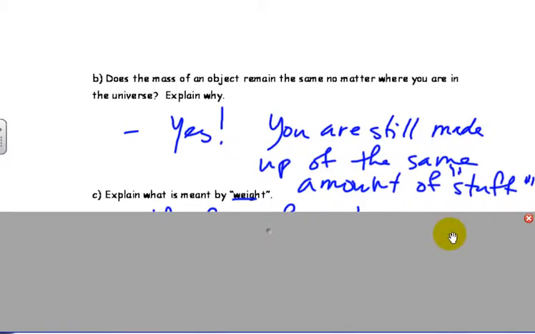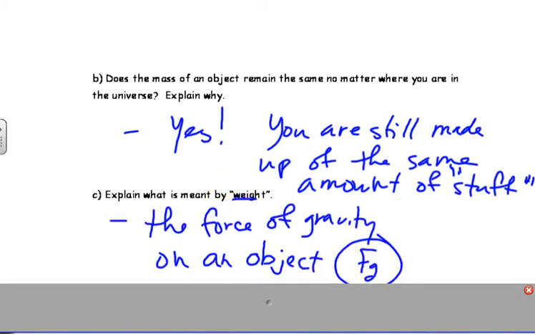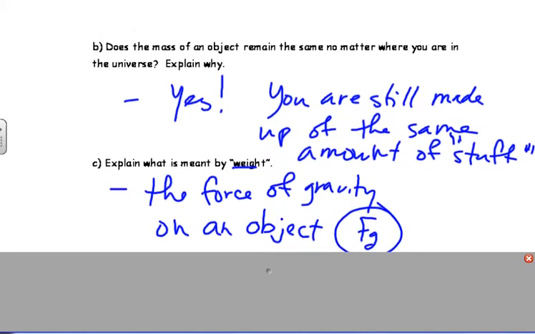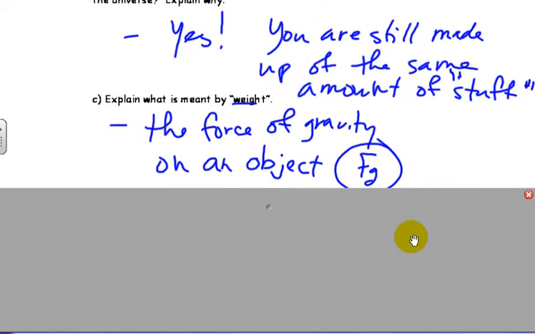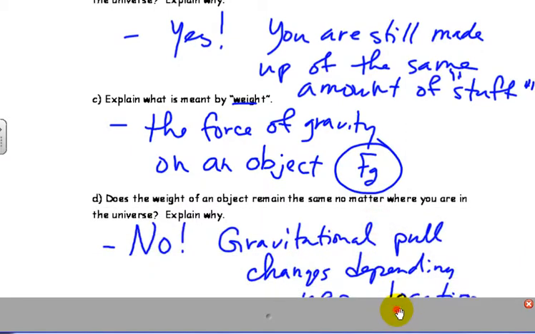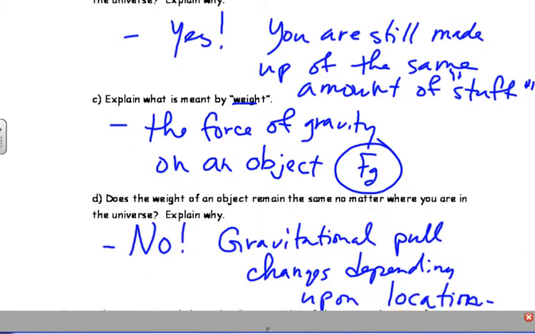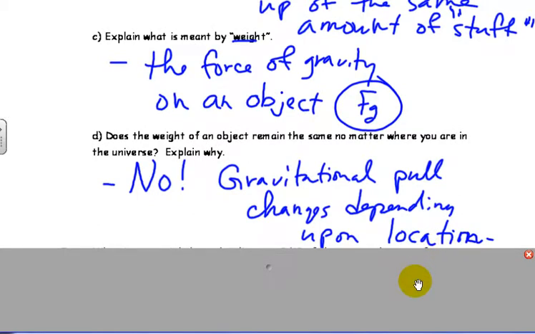But weight is not the amount of stuff in you, it's the amount of gravity that's pulling down on you, the force of gravity pulling down on an object. And of course, that changes depending upon where you are. So the force of gravity that you experience on Earth is a lot more than the force of gravity on the moon, because the moon is a smaller object and it exerts way less gravity.